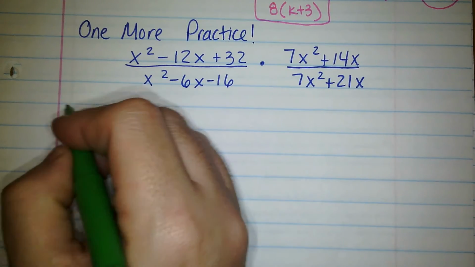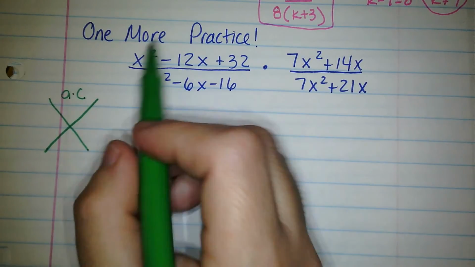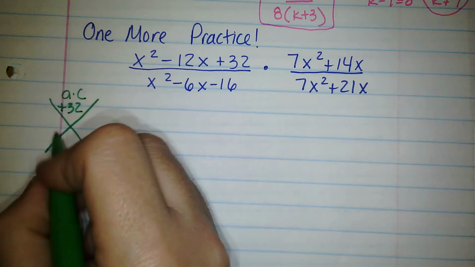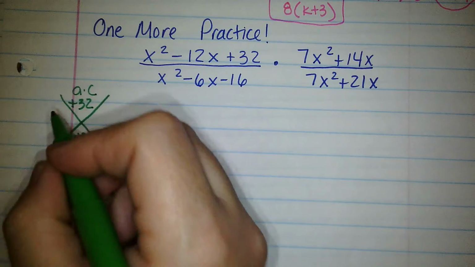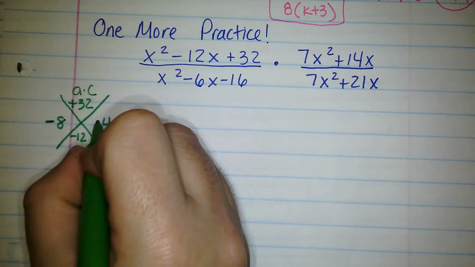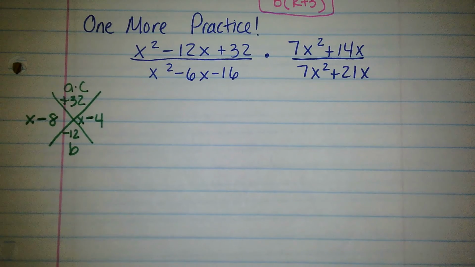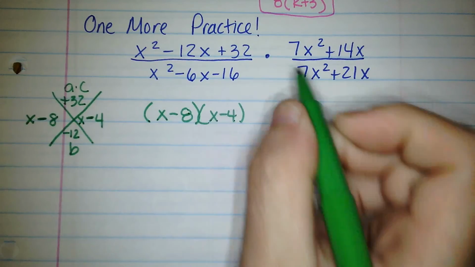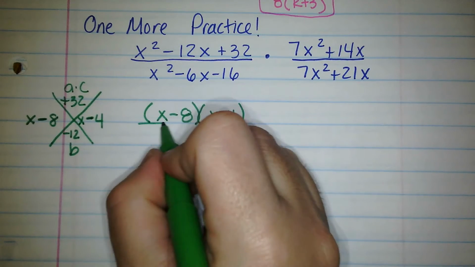On the top, we are looking for factors of 1 times 32, which is 32, that make B, which is negative 12. So factors of 32 that add up to 12 are 8 and 4. But in order to add up to get a negative 12, you need a negative 8 and a negative 4. So this is the factored piece of the top. Our top is going to have an x minus 8 and an x minus 4. Now, if you have x minus 4 and x minus 8, that's fine. But those two are the ones that have to be on the top.